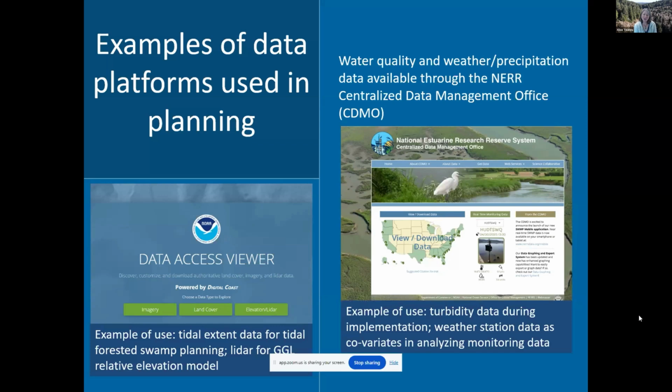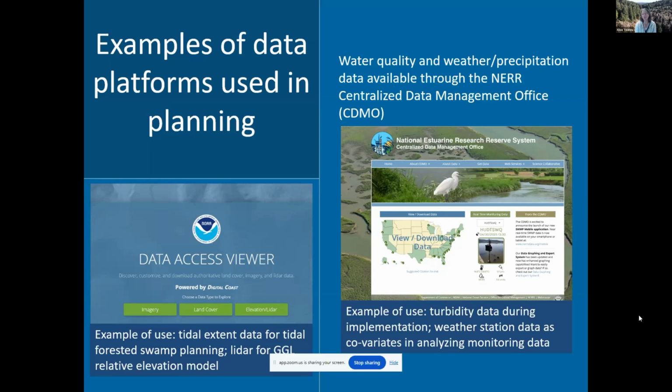And then Melissa did a fantastic overview and deep dive into CDMOs, water quality and system-wide monitoring protocols. So we're lucky enough, we're one of these sites here in Oregon, and so we have great access to this data from right within the watershed here. So we use this for turbidity data during implementation. So with our permitting, monitoring turbidity and sediment movement throughout the implementation process.